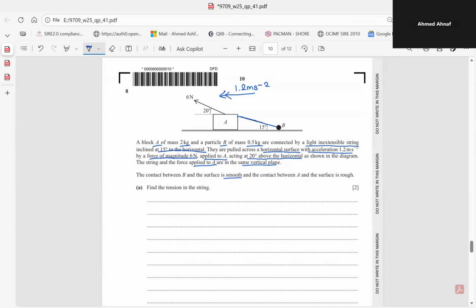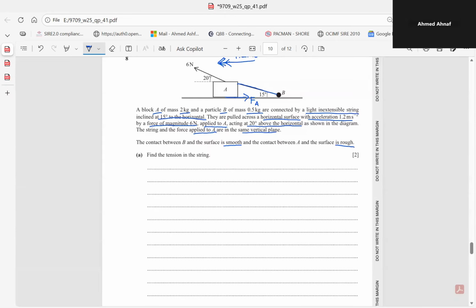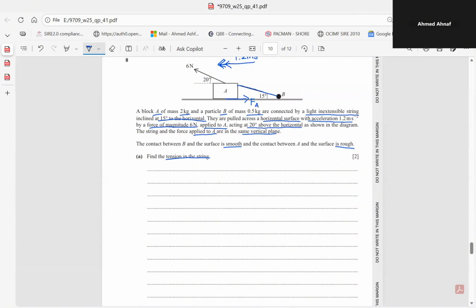Contact between A and the surface is rough. So rough, you should immediately think of friction. So that means there's friction acting between A and the surface. Obviously, since it's moving in this direction, the friction on A is in this direction. So FA. Okay, so first part, we need to find the tension in the string. Yes, so this is the string that they're talking about.